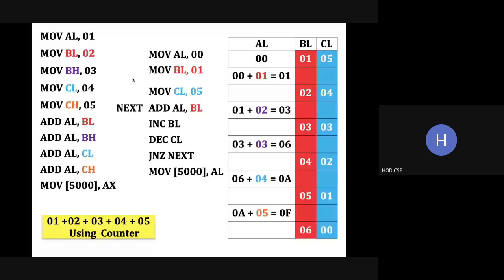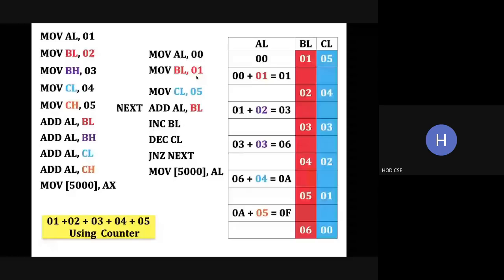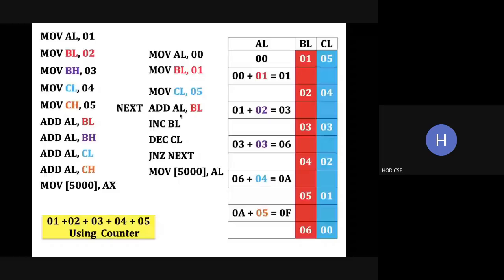See here, this one. Move AL comma 00. BL is the initial value 01. And CL contains the number n. We are going to add 5 data, so 05. Add AL comma BL, increment BL. Because what is the second data I have to add? 02. So I've just changed the same program. Increment BL, so now BL becomes 02 and that will be added to this.